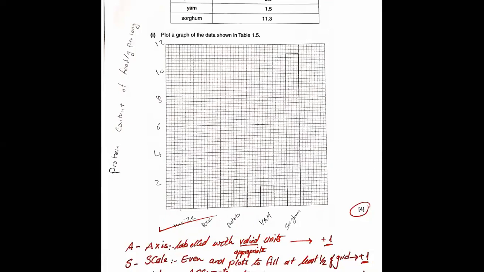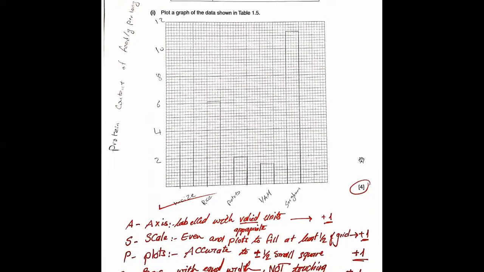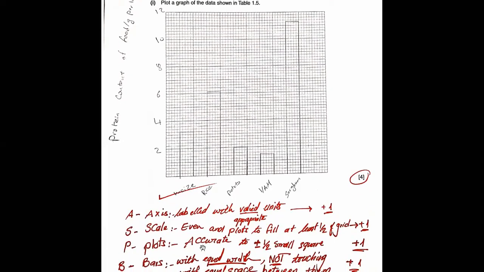Number one, the axes: labeled with valid units. The independent variable should be on the x-axis, the dependent on the y-axis. On the x-axis you just write the name of the changing things, or the ones that you are changing by your own, which are also considered independent variables. The scale also has to be an even scale. Even means with a ruler. With a ruler you have to do this.